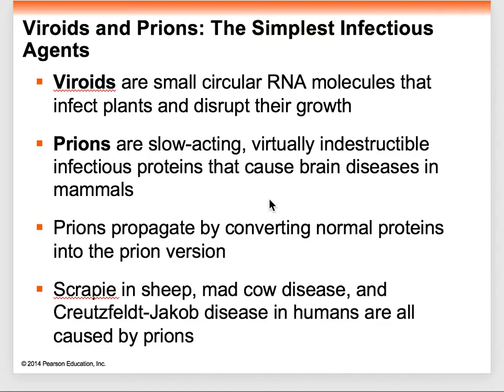Now, prions, and we've talked a little bit about them when we did our diseases. Prions are slow acting. We know that it took about a year. When we talked about Creutzfeldt-Jakob, it takes about a year to develop all the symptoms and die. So proteins that fall into the prion category are misfolded. They're virtually indestructible infectious proteins that cause brain diseases in mammals.